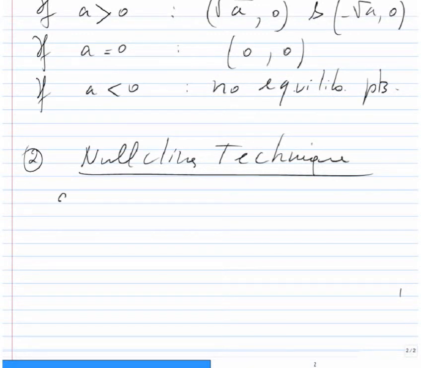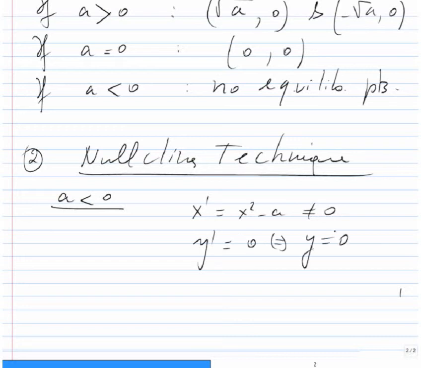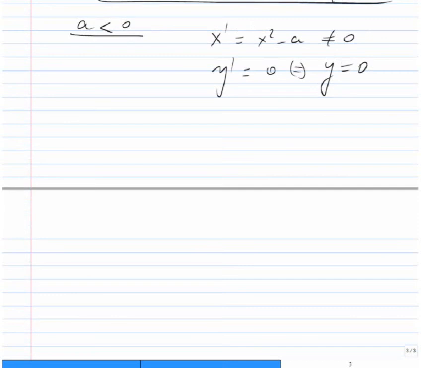If we start with a negative, in this case we see that dx/dt is never equal to 0, and dy/dt equals 0. So x prime equal x squared minus a is never equal to 0, so there are no x nullclines, while y prime equals 0 gives only y equals 0 as we saw before. So we do have the y nullclines, but no x nullclines. So we draw the solutions.